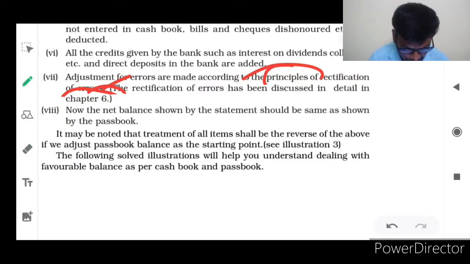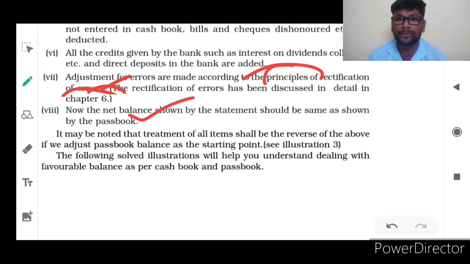The next one. Now the net balance shown by the statement should be the same as in the passbook. So finally the net balance will be shown in the cash book. The amount we begin with will be equalized with the passbook when it is tallied. It is to be noted that the treatment of all items shall be the reverse of the above if the adjustment starts with the passbook as the starting point.